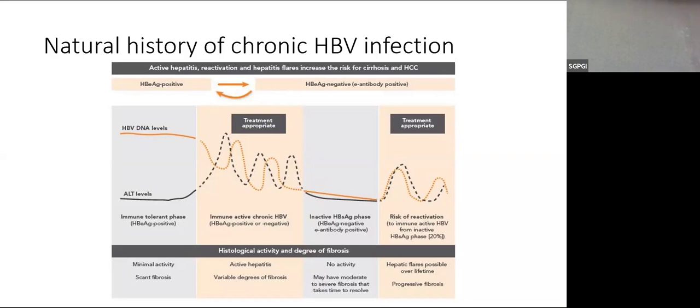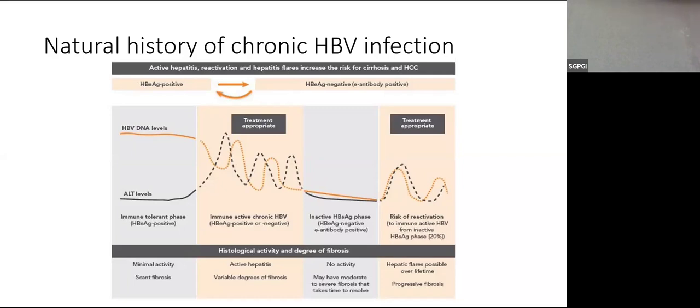Next comes the immune active phase. In the immune active phase, there will be a continuous tussle between the hepatitis B virus and the body's immune cells. Sometimes the HBV DNA will go up, and when the immunity has the upper hand, the level will come down and the AST/ALT will rise, because as the immunity fights the virus, the virus-infected hepatocytes will get destroyed and ALT will be raised. So this is a continuous tussle which will be ongoing in this immune active phase.